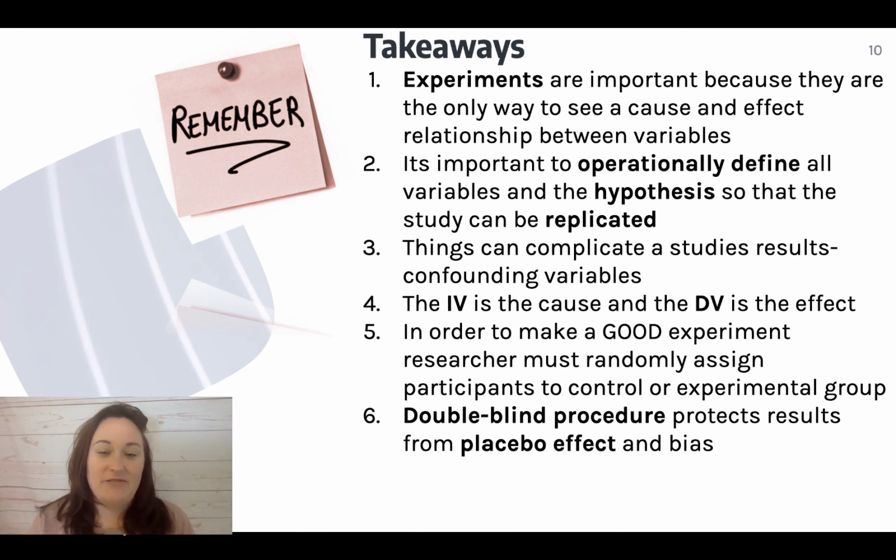Remember that the independent variable is the cause, the thing that the experimenter is controlling and manipulating, and the dependent variable is the thing that they are measuring, or the effect. In order to make a good experiment, a researcher should randomly assign participants to either the control group or the experimental group. And a double-blind procedure also protects from a bad research study because it can take away the placebo effect and any sort of observer bias that the researcher might have.